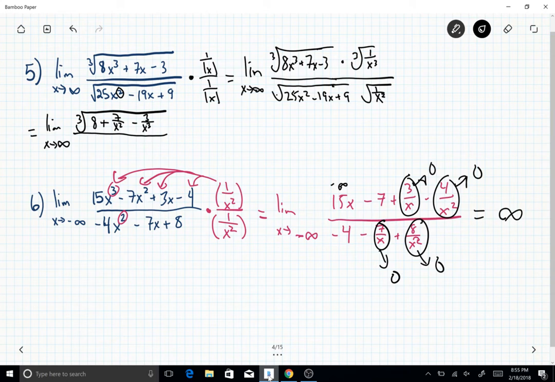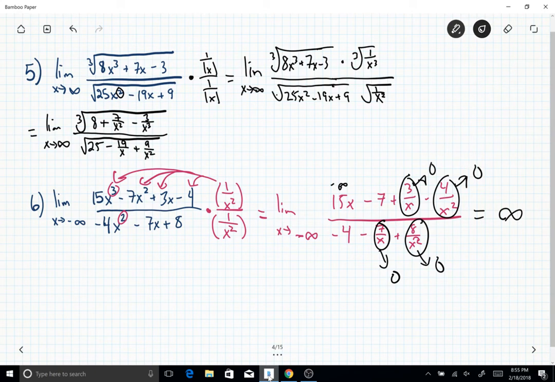And so from there we have in the denominator the square root of 25x squared times 1 over x squared. That'll just be 25. So then minus 19x over x squared, that's going to be 19 over x. And then plus 9 times 1 over x squared, that's going to be 9 over x squared.